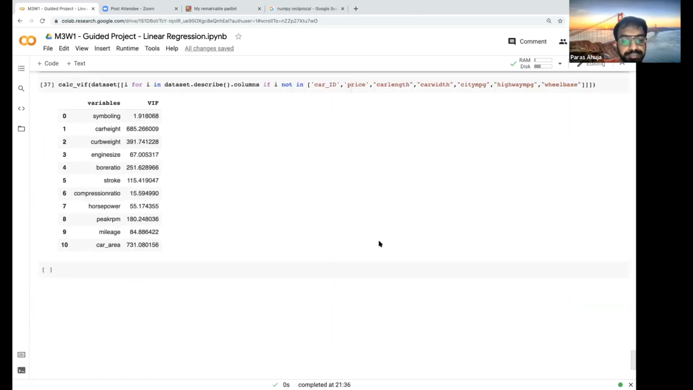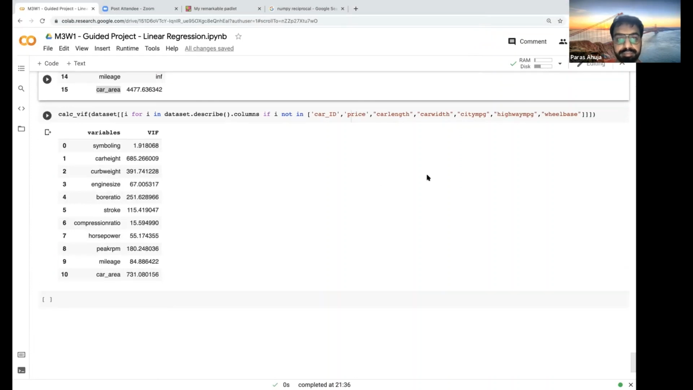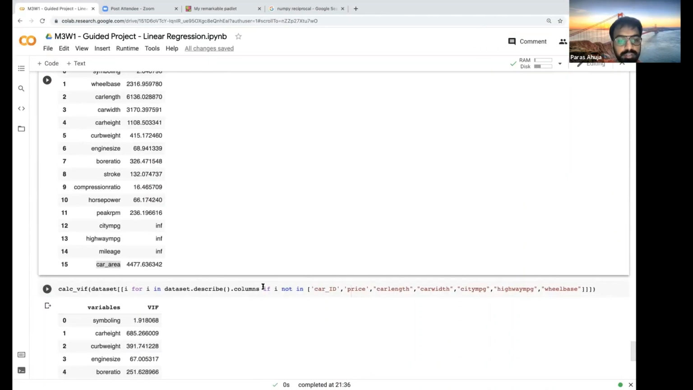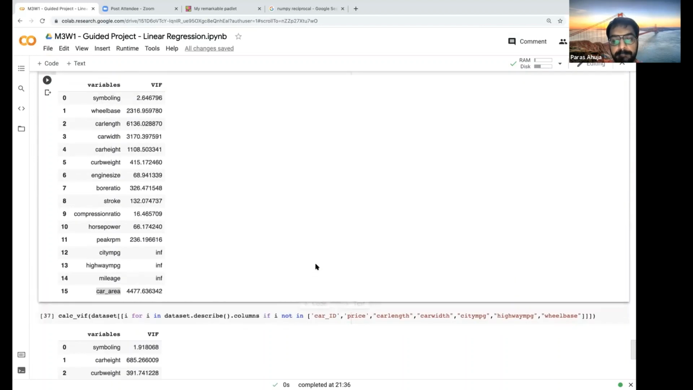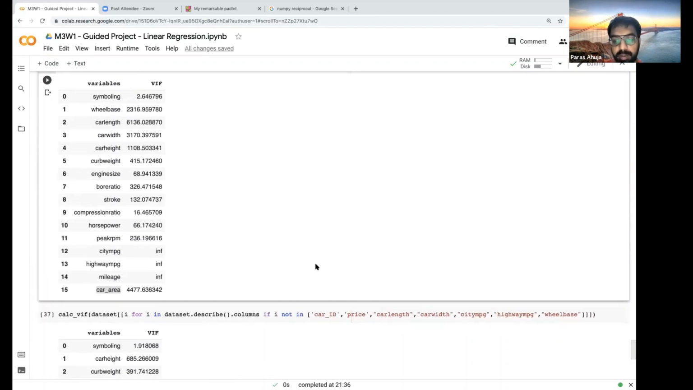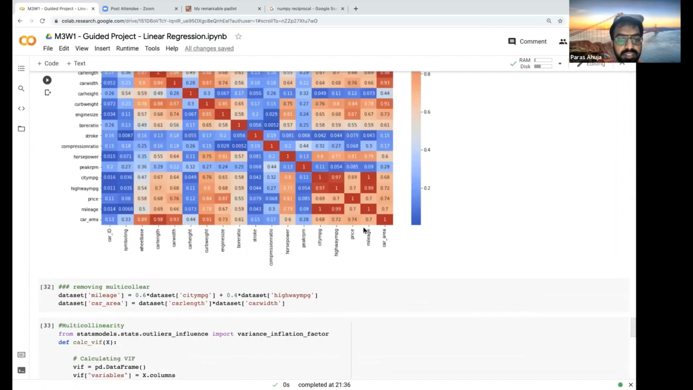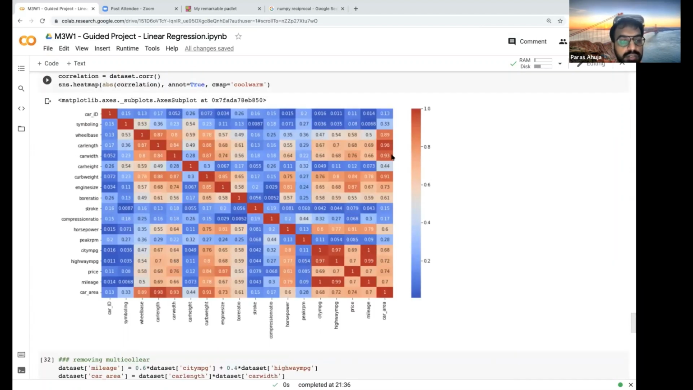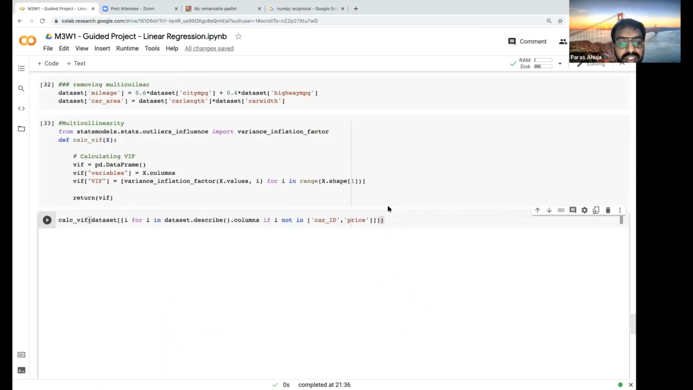So now we removed wheelbase, we removed highway MPG, and now we were analyzing car area and curb weight, right? Car area and car height, right? There is no strong correlation. What else? What other variables should we pick?